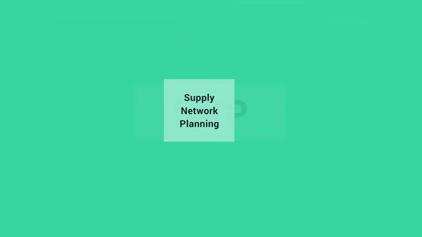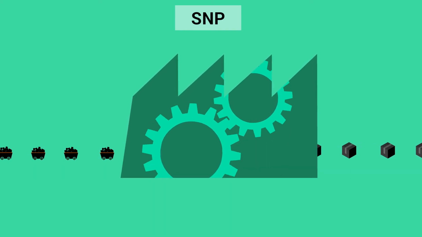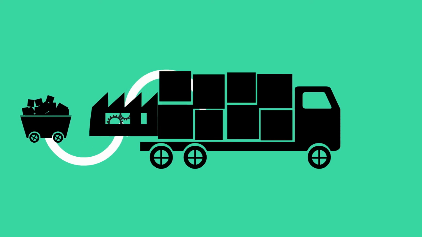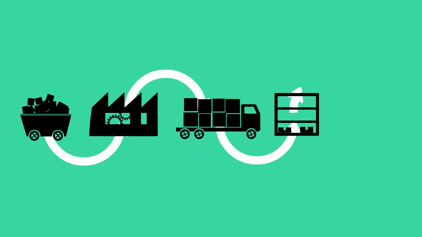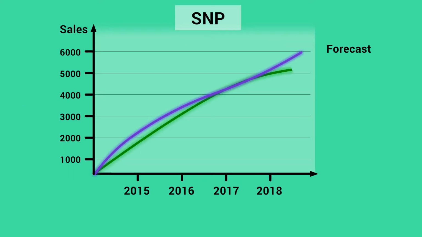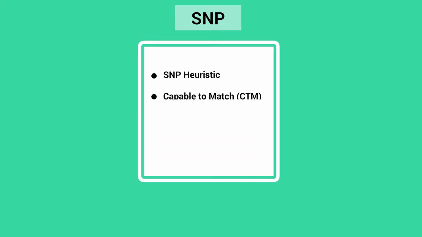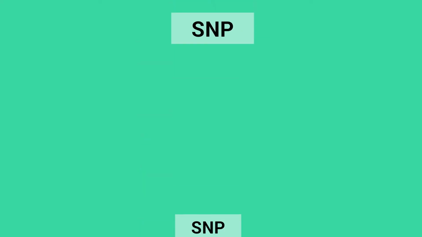The SNP module enables you to plan the supply of raw materials required for manufacturing. It also helps you plan the production, transportation, distribution, and purchase of raw material. The SNP module enables you to make long-term, rough-cut plans using various planning methods, such as SNP heuristic, capable to match, CTM, SNP optimizer, and deployment.